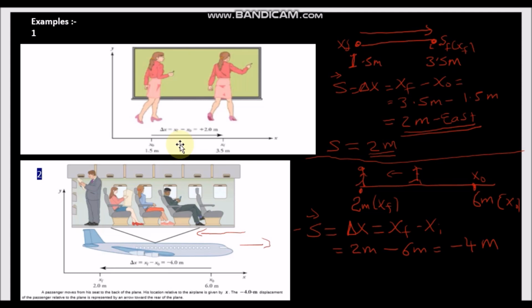What is minus 4 meter? The minus 4 indicates the direction. That means we can write 4 meter towards where? Moves towards west. We can write west, or we can write left. Okay. So I think it's clear.